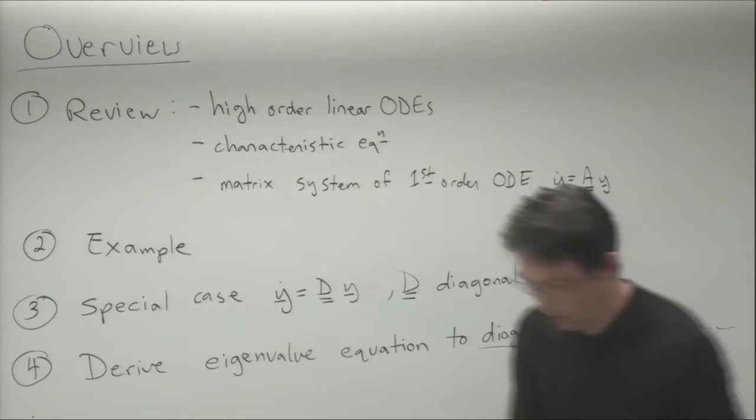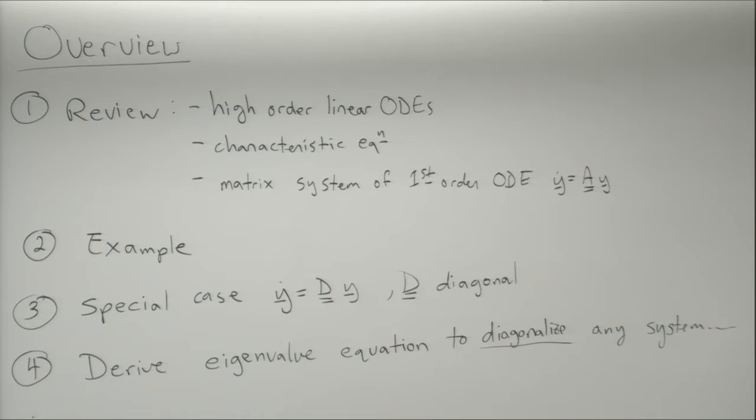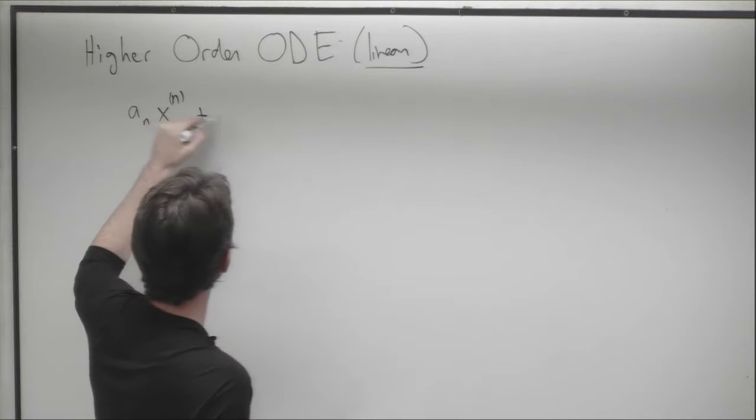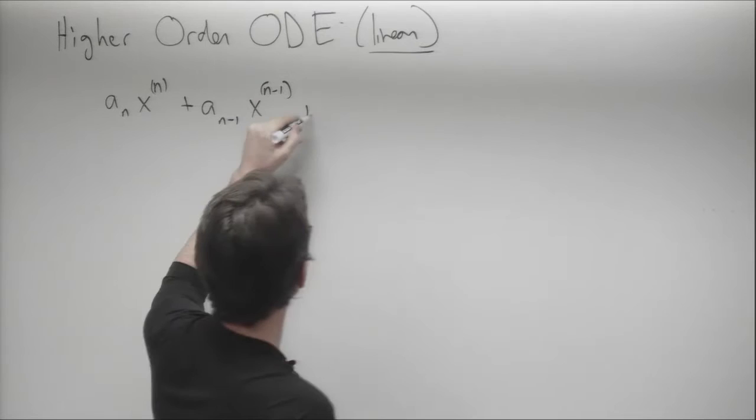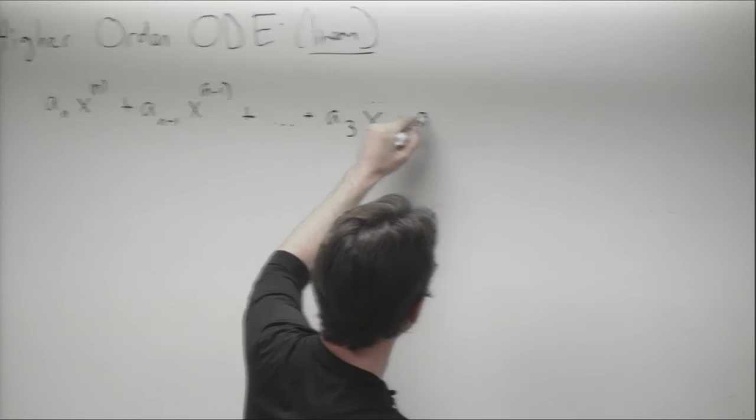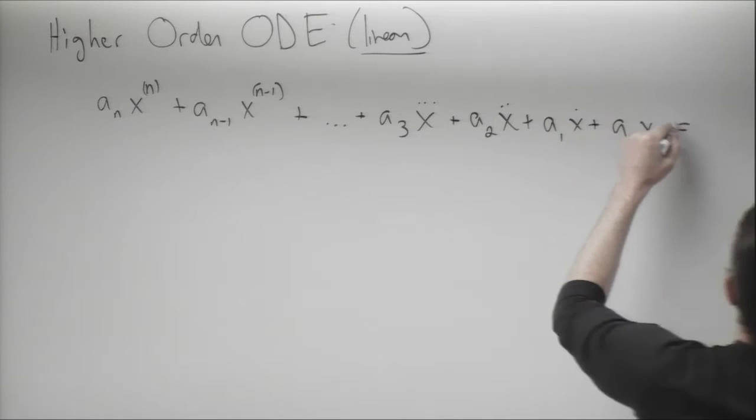Okay, so I'm going to start with some of the material that we covered last time, but a little bit more general. So now we're able to solve any higher order ODE, as long as it's linear, using the characteristic equation, right? So if I have some differential equation like some coefficient a_n times the nth derivative of x plus another coefficient, a_(n-1) times the (n-1)th derivative of x plus dot, dot, dot, plus a_3 x triple dot plus a_2 x double dot plus a_1 x dot plus a_0 x equals 0. Okay, so this is an extremely general differential equation.